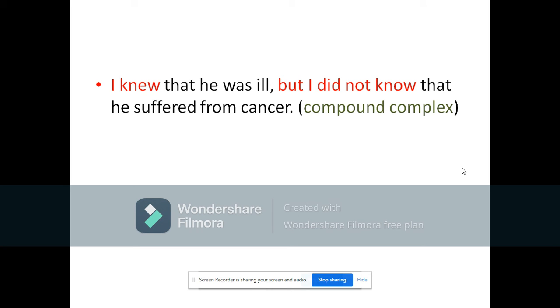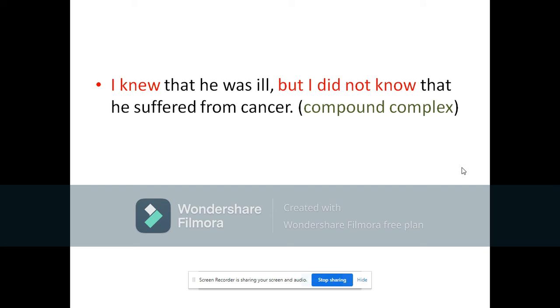I knew that he was ill, but I did not know that he suffered from cancer. It is a compound complex sentence. Which are the main clauses? Which are the subordinate clauses?